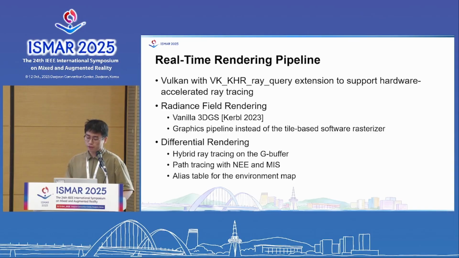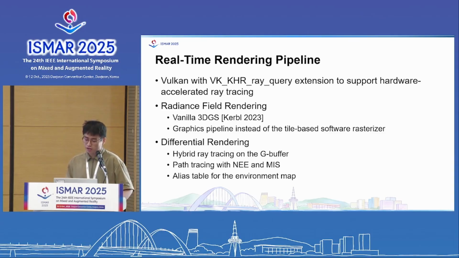The real-time rendering pipeline consists of three stages: rendering radiance fields, differential rendering, and post-processing. We use the original 3D-GS instead of PGSR to represent the radiance field because the novel view synthesis performance of PGSR is lower than the original 3D-GS, which affects the relighting performance of our method. Since our rendering pipeline is built upon a graphics API, we leverage the graphics pipeline instead of the tile-based software rasterizer to render the 3D-GS.